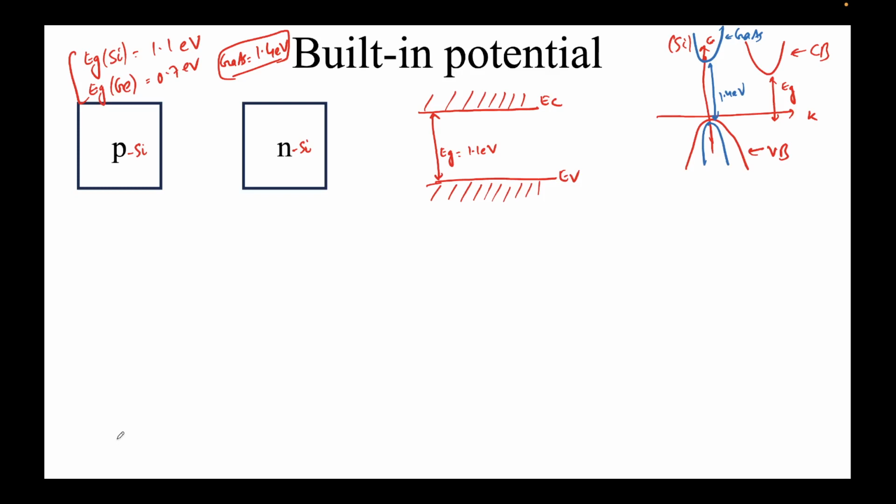All right, so where were we? Yeah, built-in potential. So this is the p-type semiconductor and the n-type semiconductor. Its Fermi level, since it's p-type, will lie somewhere over here, close to the valence band.